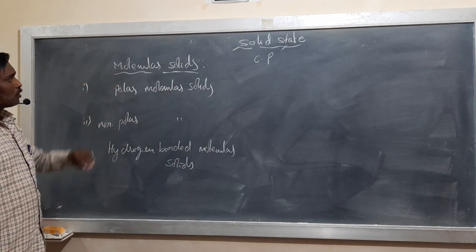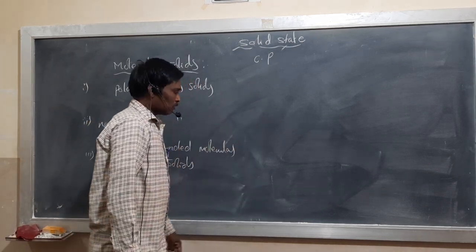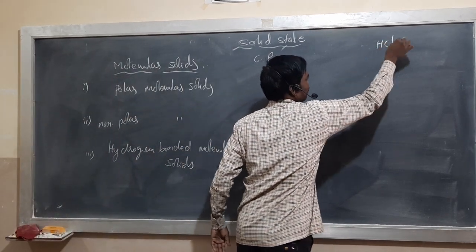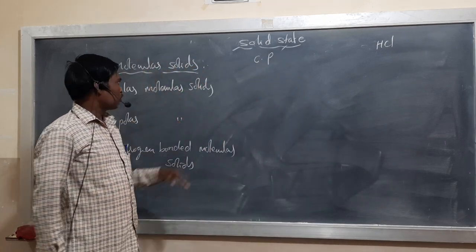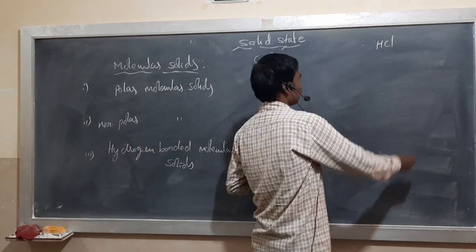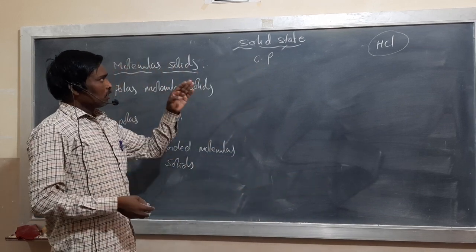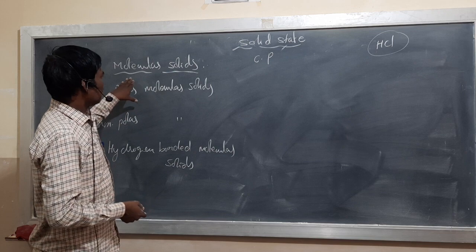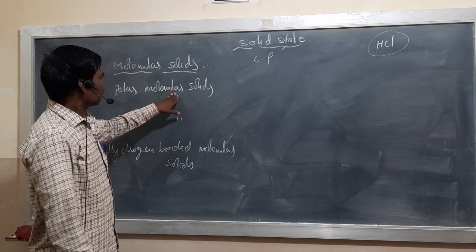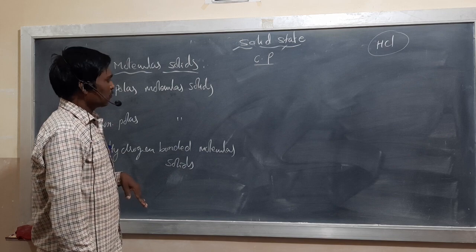But in polar molecular solids, the polar molecules are the constituent particles. For example, the polar molecule hydrogen chloride, HCl, is one of the polar molecular solids. We observe HCl in liquid state, but when we cool HCl, it also forms a solid. So that solid is one type of polar molecular solid, in which the polar molecules are the constituent particles.